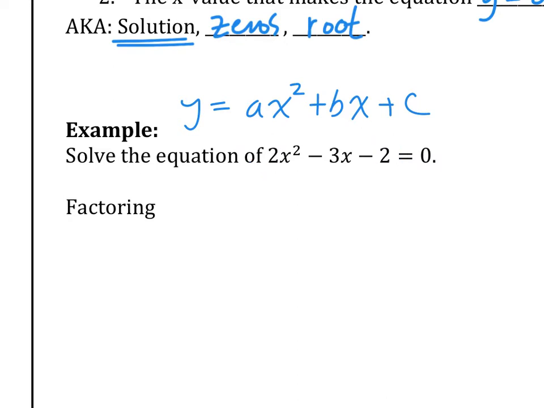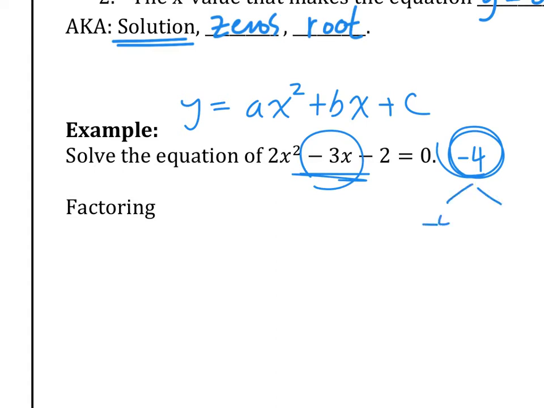In this case, you're going to get a negative 4. And then you ask yourself, what two numbers multiply together to get negative 4, and when I add them, I get negative 3? Sorry if that was unclear. So what two numbers multiply together to get negative 4, and when you add them, you get negative 3? I'm going to say negative 4 and positive 1. They multiply together to get negative 4, and when you add them together, you get negative 3.